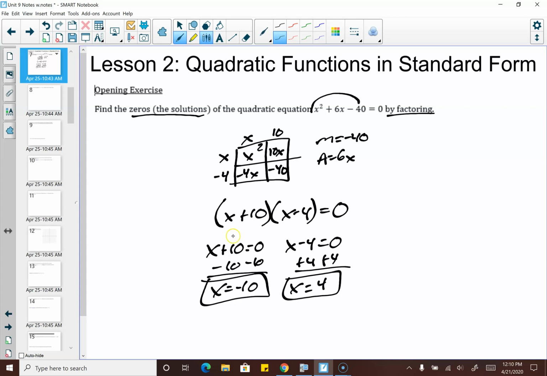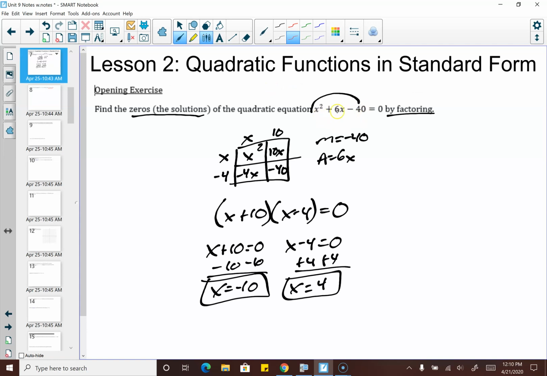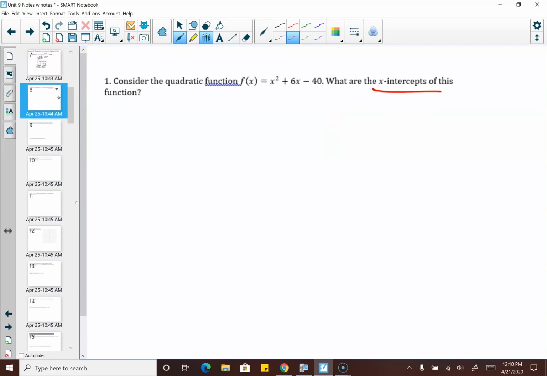And we're going to start to establish how the ability to factor and get these solutions helps us with our quadratic function graphs. So consider the quadratic function f of x equals x squared plus 6x minus 40. What are the x-intercepts of this function? Well, if you look, doesn't this equation match up exactly with what was in the opening exercise? So remember, x-intercepts is the same as zeros, the same as solutions, or the same as roots.